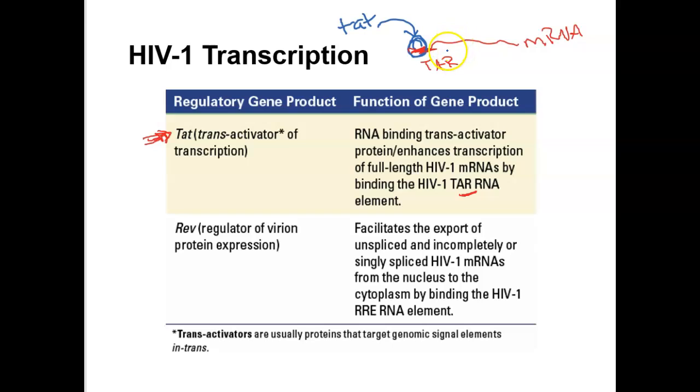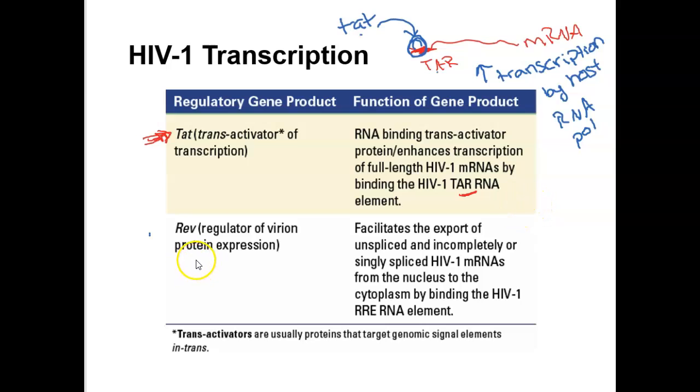And so remember, the virus uses reverse transcription initially to make the DNA, but after it gets integrated by integrase into your genome, you're now using the host RNA polymerase. So having TAT attached to TAR really increases transcription by the host RNA polymerase by like 1,000-fold, right? So TAT is really important for efficient transcription of the viral genes.